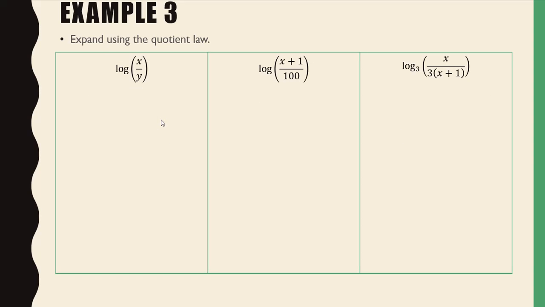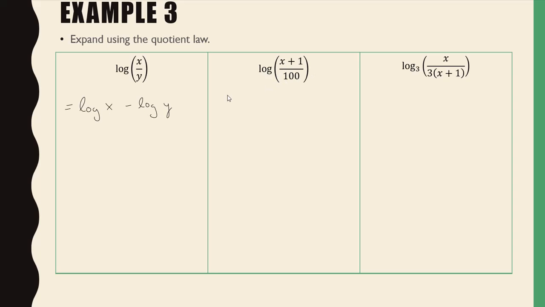So we're going to look at a different law now, the quotient law. And the quotient law says that when we have a division inside the logarithm, we can actually split that log into 2 with a subtraction. So this becomes log x minus log y. The most important thing here is our denominator is always going to be what is being subtracted off of the other log. All right, let's look at the second one then.